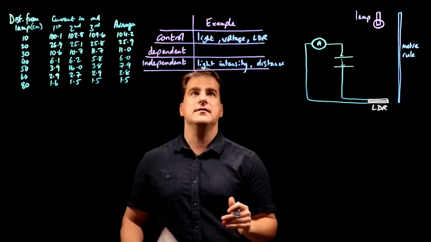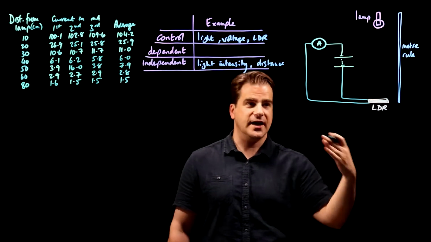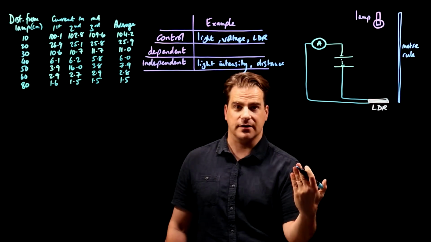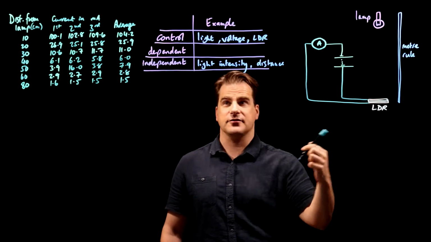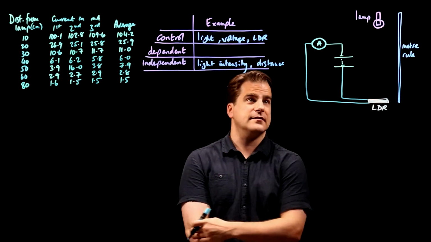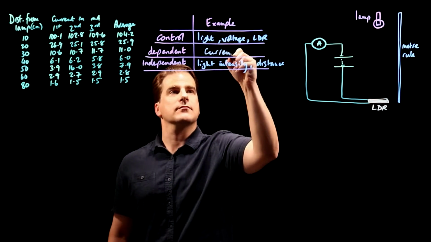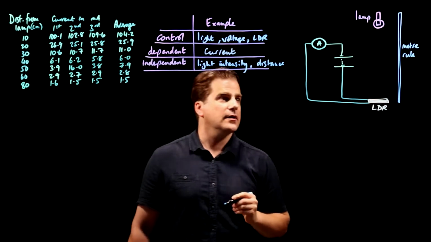Right, and the dependent variable is the thing that changes, the thing that you measure, okay? Thing that changes as a result of you changing the independent variable. And in this case, it's current. Good.